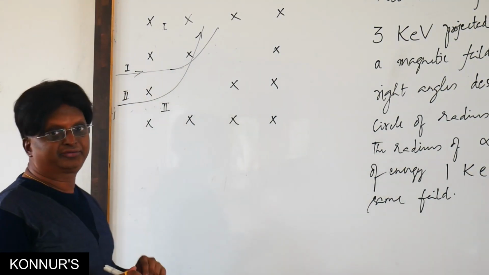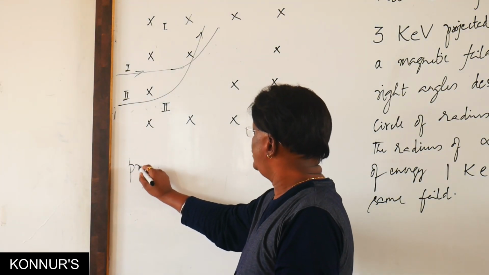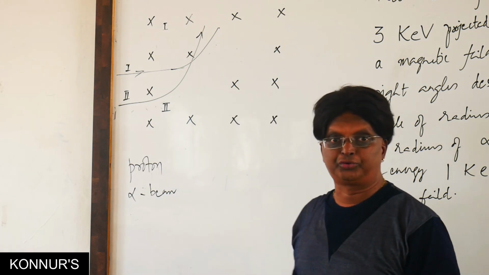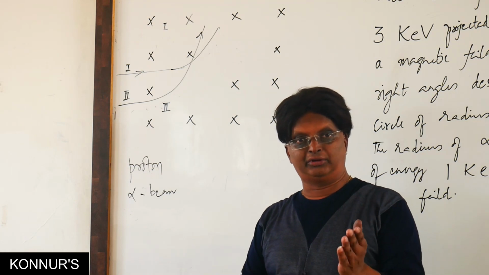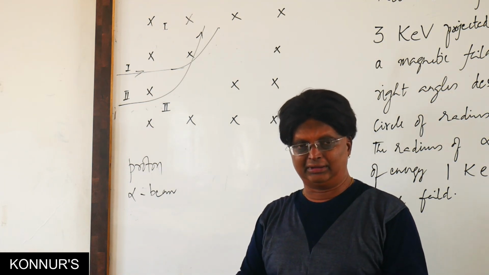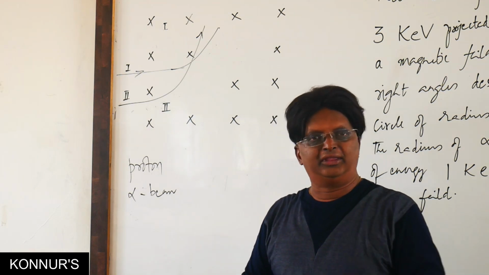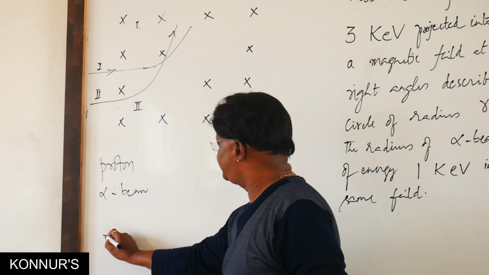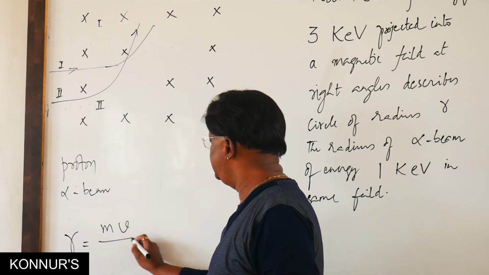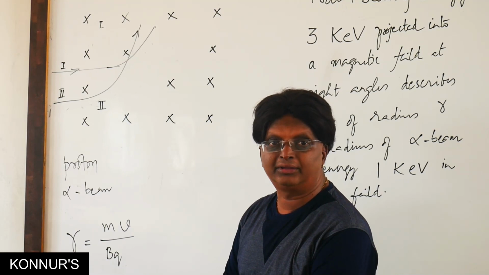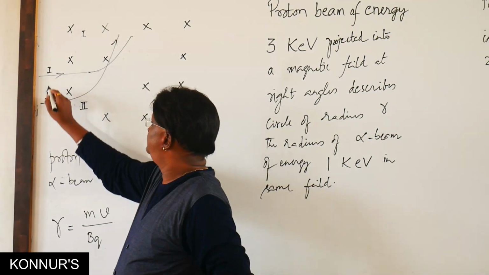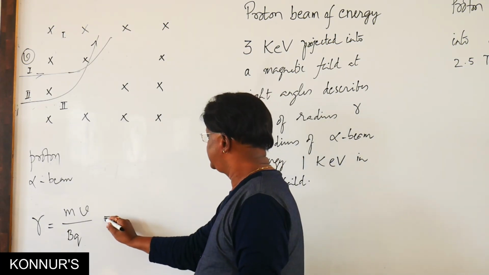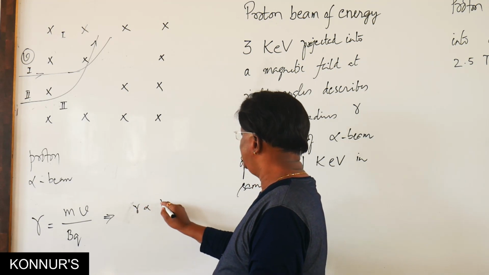Now again in the same example, tracks 1 and 2 are given, and they are said to be one proton beam and the other an alpha beam. This time both are like charges. Now we have to find which beam represents the proton and which the alpha particle. Earlier it was easier because the direction of trajectory was different for positive and negative charges. Now here, how do we do that? For that, you use the expression for the radius. Last class we said radius r is equal to mv by Bq. Supposing both are projected with the same velocity in the same field at right angles, then this result shows that r is proportional to m by q.